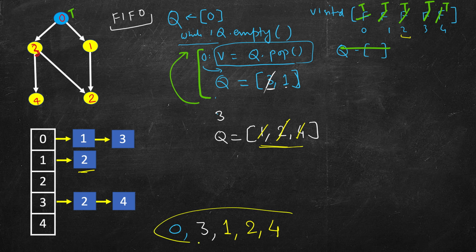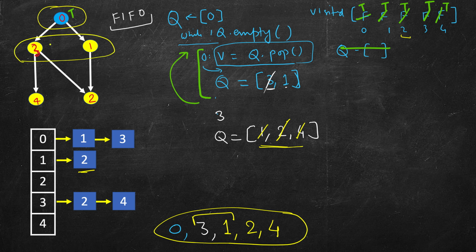So this is the order in which it was printed. Let's verify. 0 is at the 0th level. Next we have 3 and 1. 3 and 1 are immediate neighbors of 0, that is, at a distance of 1 or at level 1. So they are printed. And then we print 4 and 2, which are at the next level, that is, at a distance of 2 from the source.